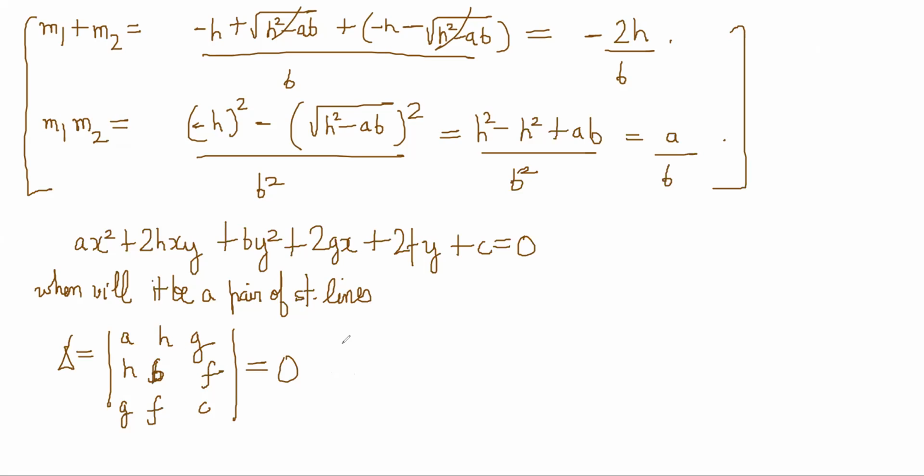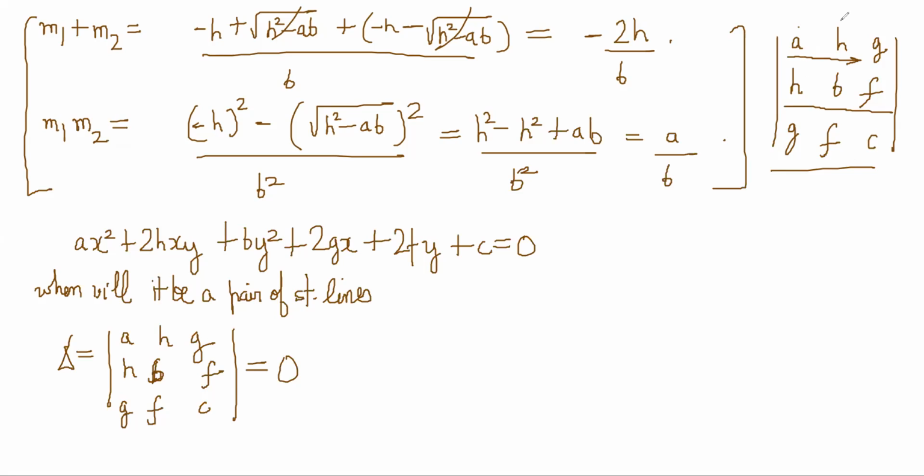How will you remember this determinant? It is easy to remember. The first two rows, a h g and h b f, you need to remember, because after that you can fill up the rest to make it symmetrical. If the first row was this, the first column should be g. First row and first column match, second row and second column match. So if the second row was this, then the second column should have an f here, and the only thing left is c. So just remember a h g and h b f. That will be enough to fill up the rest of the determinant.